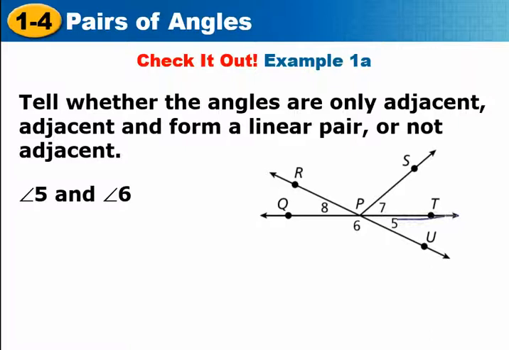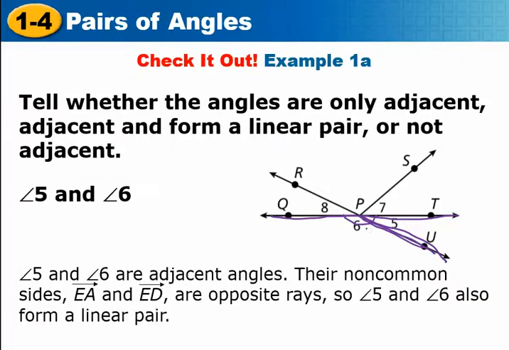And you probably already decided, but here's angle 5 and here's angle 6. They shared a common side, so that means they are adjacent. If they also form a straight line, which they do, then they're a linear pair. So they are adjacent and a linear pair.